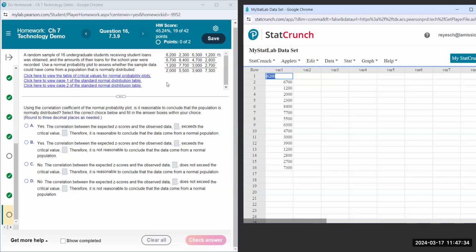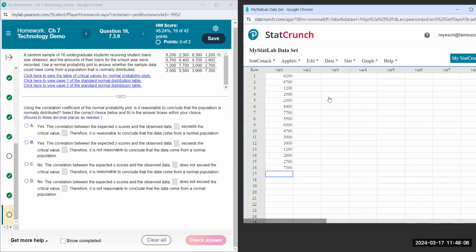So a sample of 16 undergrad students who received student loans was obtained. So they recorded all the student loans. Use a normal probability plot. And they don't tell us if this was over the entire years of study or if it's just one year. Okay, so because again, we don't have a sample size of 30, can we still do this? Well, as long as an alternative condition is met, that this is roughly normal to begin with.